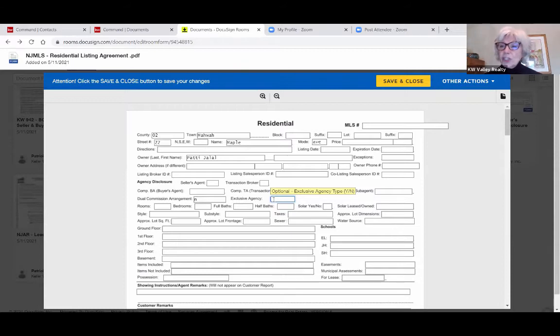Okay, exclusive agency. What is that? Now I'm taking you back to your Real Estate 101. What's an exclusive agency? Only allowed for the brokerage to sell it.